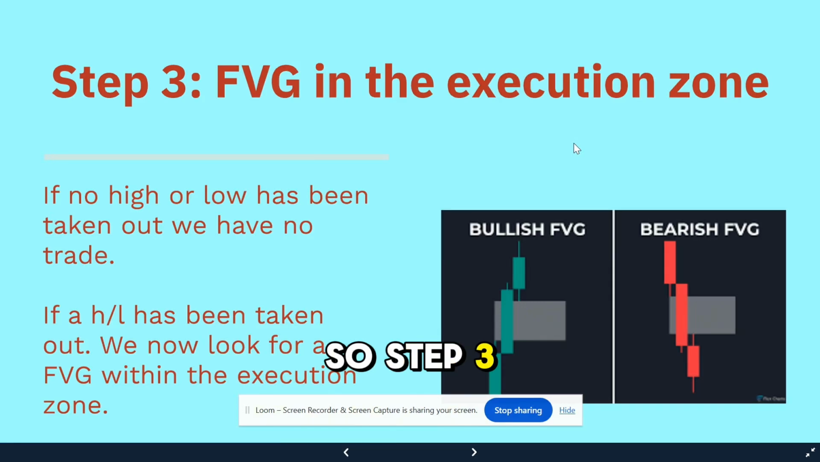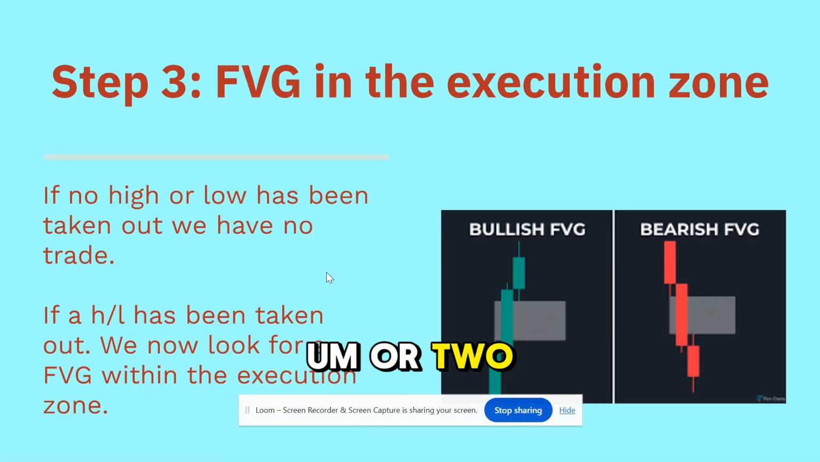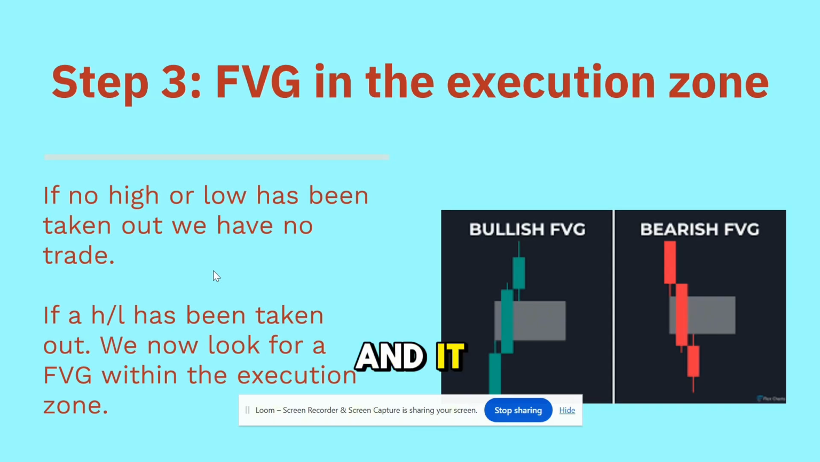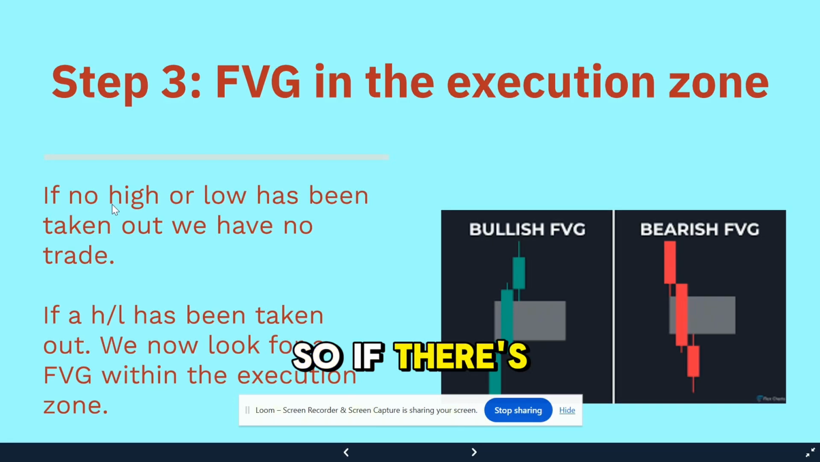So step three, the execution zone, which I'll be telling you about in the next slide. There's an execution zone, which is two one-hour slots throughout the day. What we're looking for in this zone is a fair value gap, and for price to retrace into the fair value gap for us to then place a trade. If that is not applicable, then we do not have a trade. If there's no high or lows being taken out, we also don't have a trade.